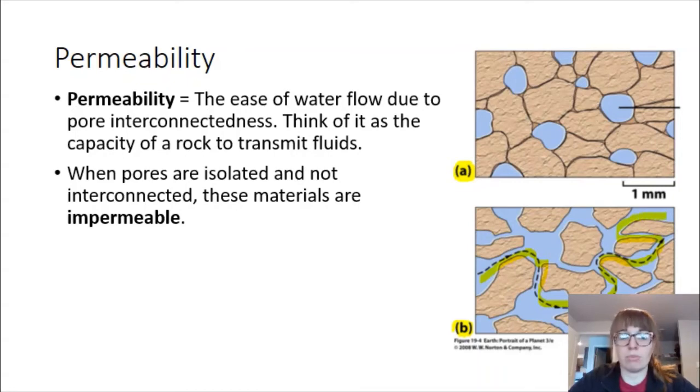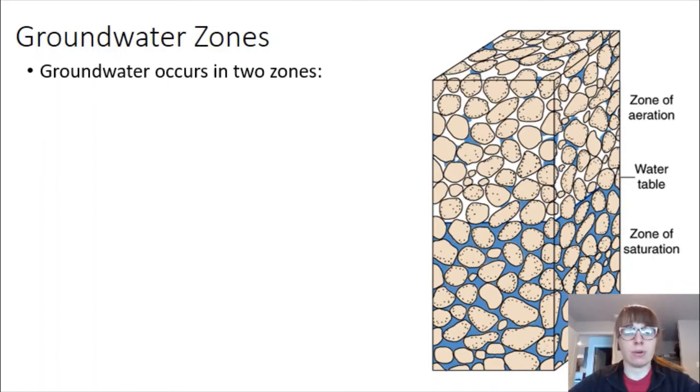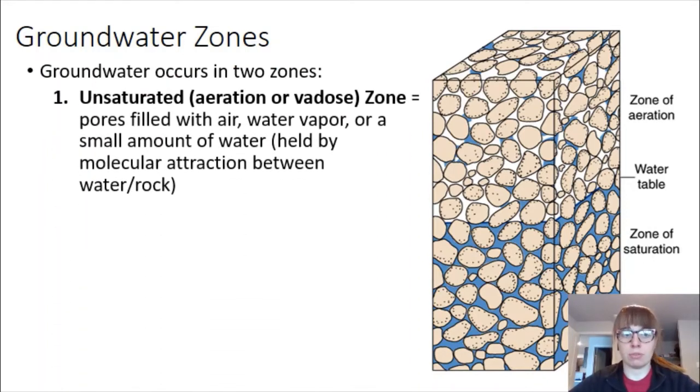Water is able to move in between those pores very easily. So there's also some words that we use to characterize groundwater. Groundwater occurs in two different zones. The first zone is called the unsaturated zone. It's also sometimes called the aeration or vadose zone. In this zone, the pores are mostly filled with air or water vapor. Sometimes there's a small amount of water in the unsaturated zone.